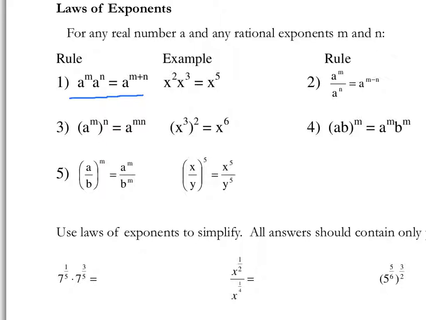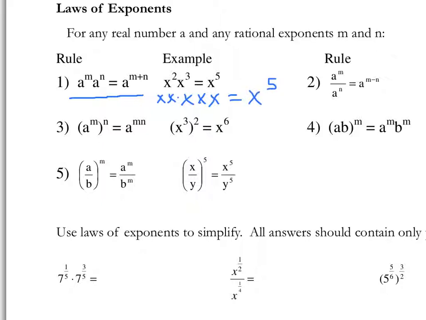That's easy to see if you think of it as x squared is x times x, and x cubed is x times x times x. You have 2 of them, you have 3 of them, you end up with 5 of them. So of course you add the exponents.